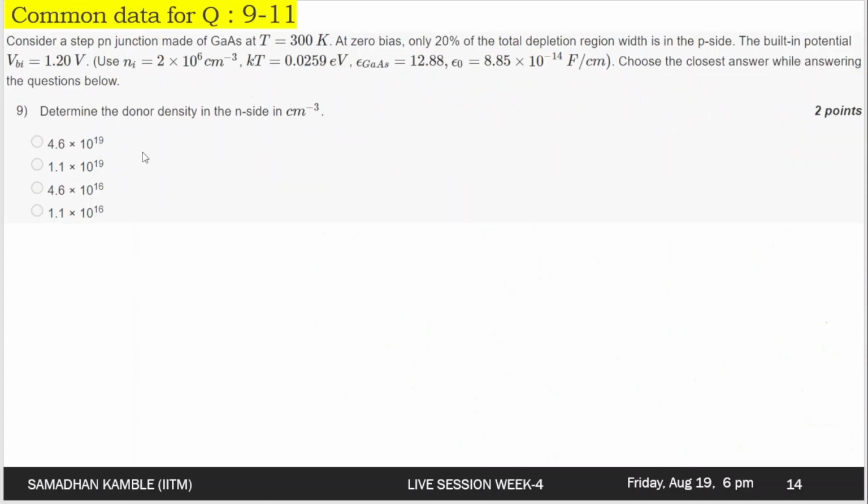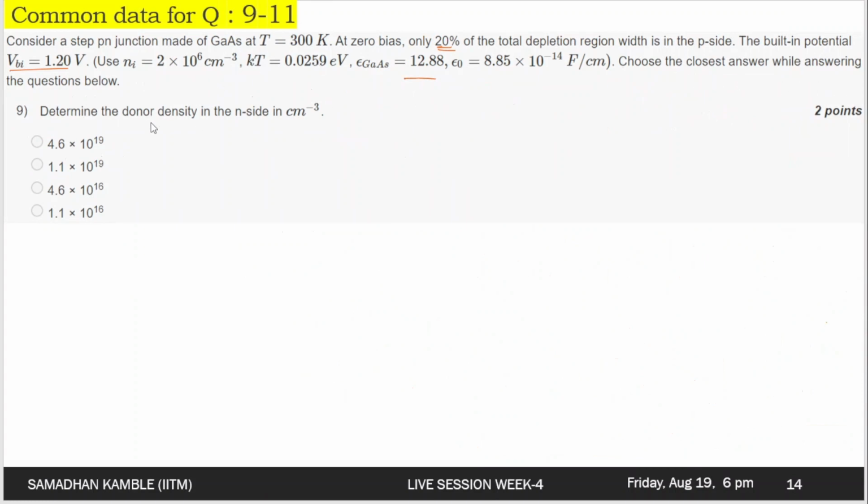Yes, sir. Okay, so the next question is again a common data question. Consider a step PN junction which is made of gallium arsenide at 300 Kelvin. At zero bias, only 20% of the total depletion region width is in the P side. So this is an important point to remember. The built-in potential is given as 1.2 volt. The intrinsic charge carrier concentration and the value of kT are also given. Also the epsilon for the gallium arsenide semiconductor is given. Choose the closest answer while answering.